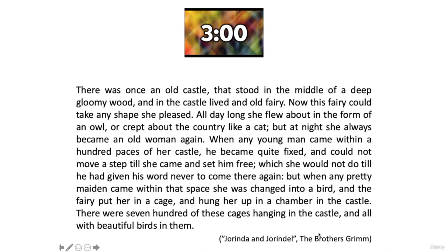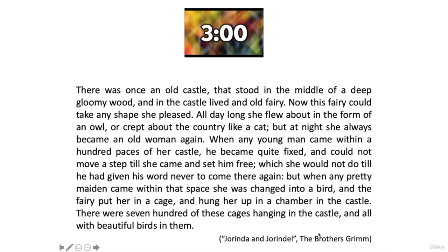Let's read the text. There was once an old castle that stood in the middle of a deep, gloomy wood, and in the castle lived an old fairy. Now, this fairy could take any shape she pleased. All day long she flew about in the form of an owl, or crept about the country like a cat. But at night she always became an old woman again.